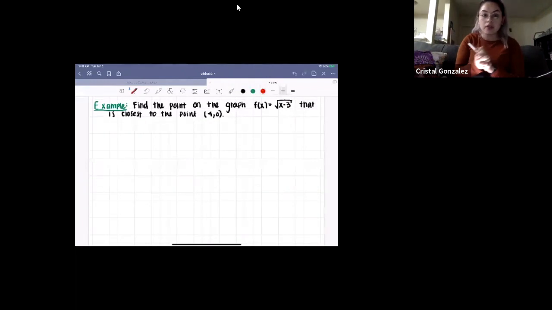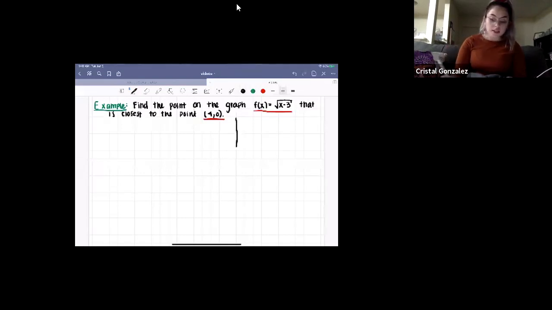So that's good. Okay, so for this example, we want to find the point on the graph f of x equals the square root of x minus 3 that is closest to the point (4, 0). So remember I said in the last video that it's a really good idea to understand the problem you're looking at so that you're able to come up with the function that you're trying to optimize and whatever range of numbers it needs to satisfy. In this case, the range of numbers it needs to satisfy is the function f of x equals the square root of x minus 3.